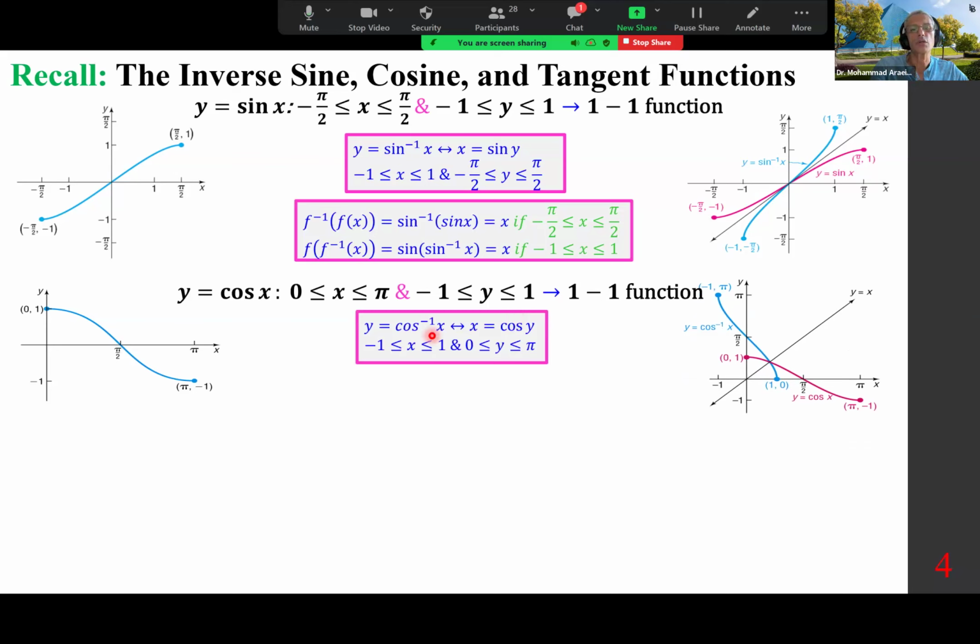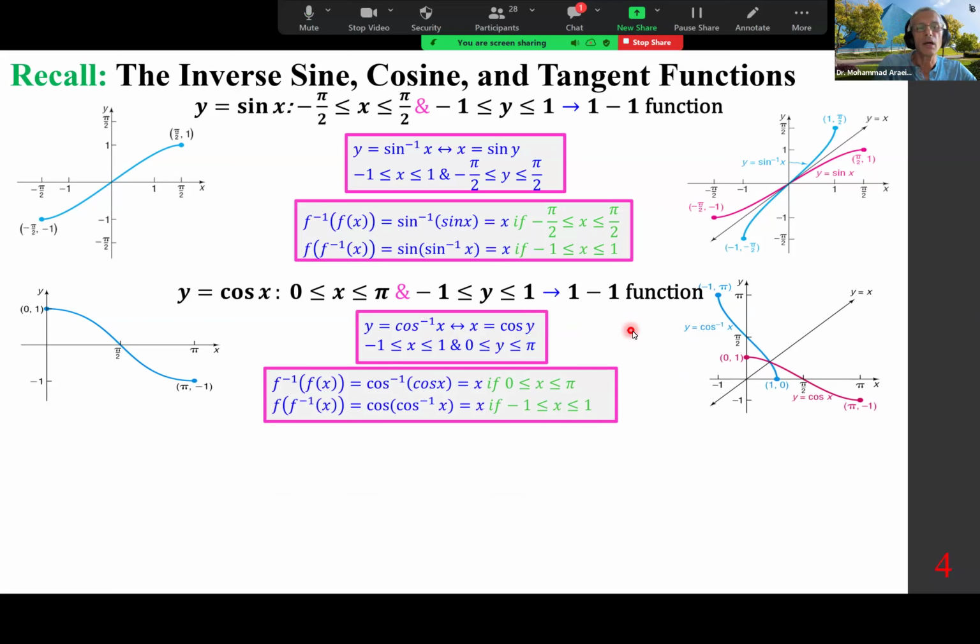And y equals cosine inverse x means that x equals cosine y. Now pay attention to the fact that cosine inverse of cosine of x equals x if x is between 0 and pi, and cosine of cosine inverse of x is x if x is between negative 1 and 1.